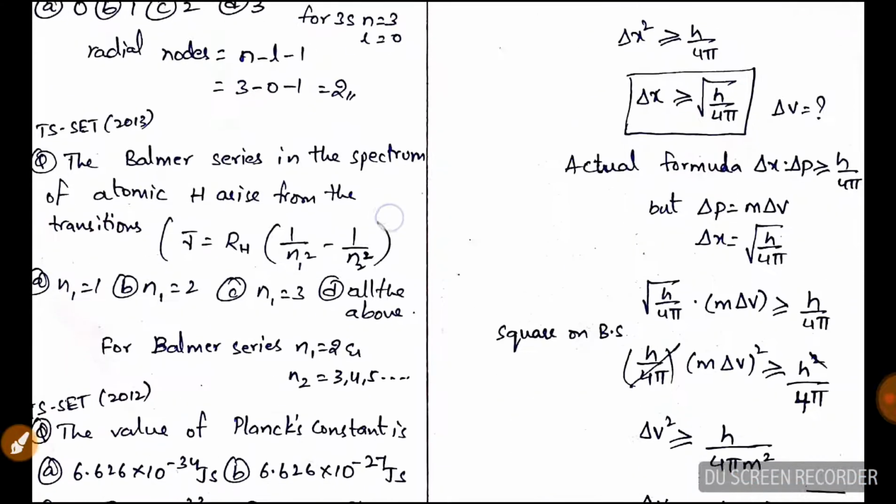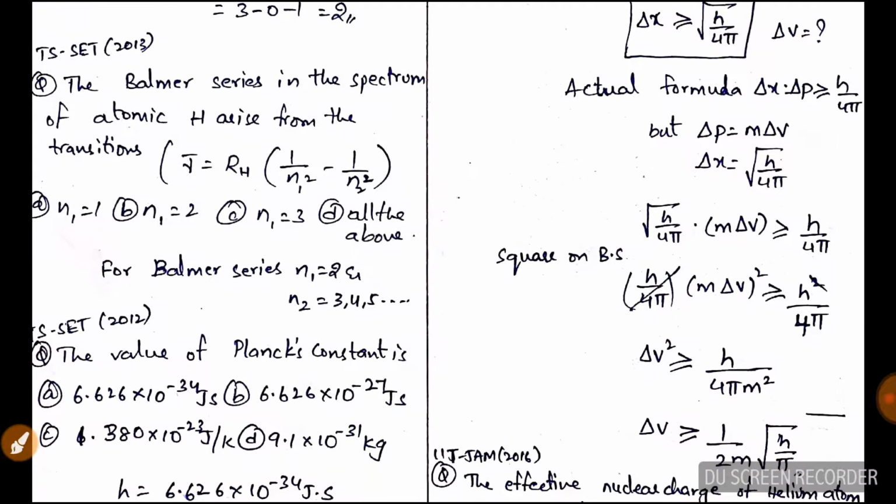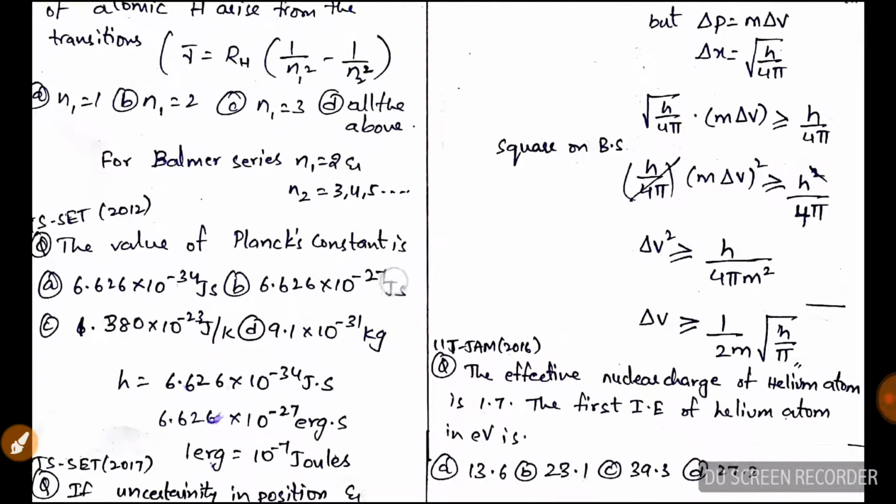And coming to the below question, TS SET 2013 question. The Balmer series in the spectrum of atomic hydrogen arises from the transition. So they have asked n1 and n2 of Balmer series. It's as simple as that, guys. For Balmer series, n1 is 2. So the answer is B. That's it. And coming to the below question, that is TS SET 2012 question.